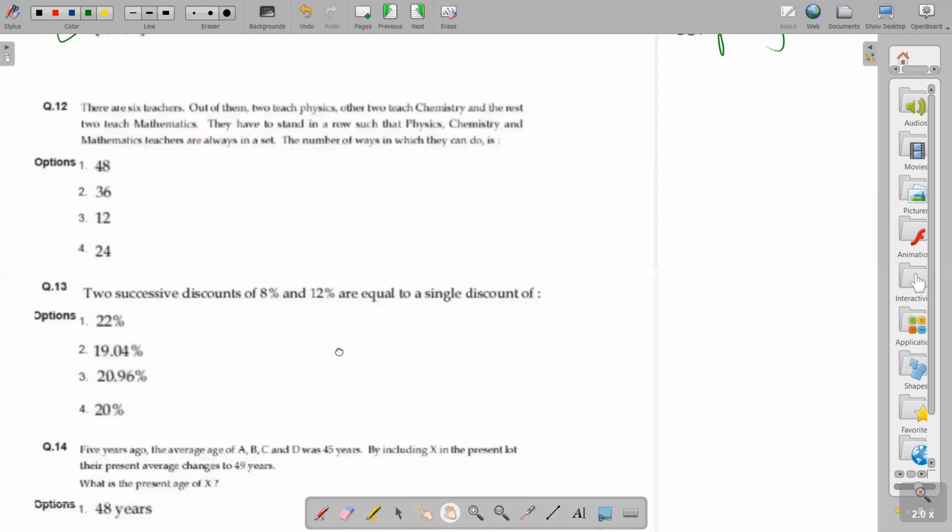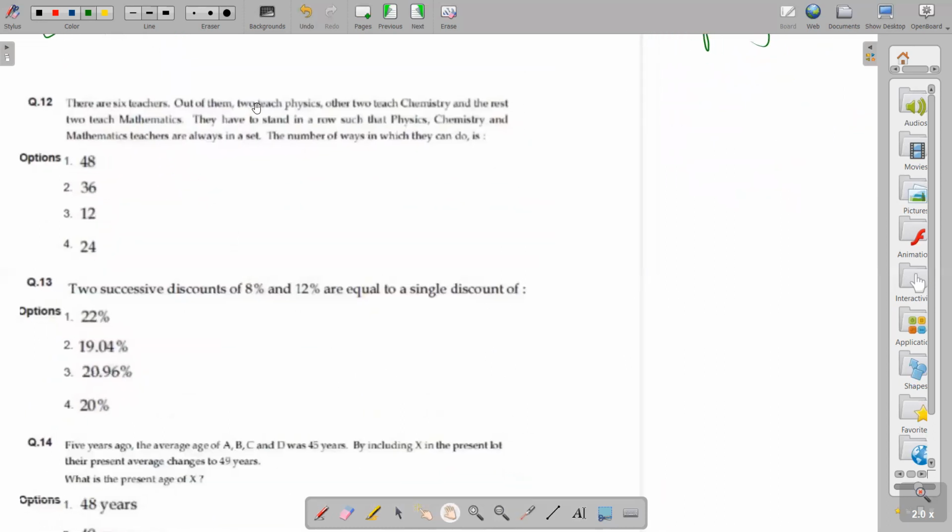Next question. There are 6 teachers. Out of them, 2 teach physics, 2 teach chemistry, and the rest teach maths. They have to stand in a row such that physics, chemistry, and maths teachers are always in a set. So assume P1 and P2 are the 2 physics teachers. They are in a set. So they can be arranged in 2 factorial ways.